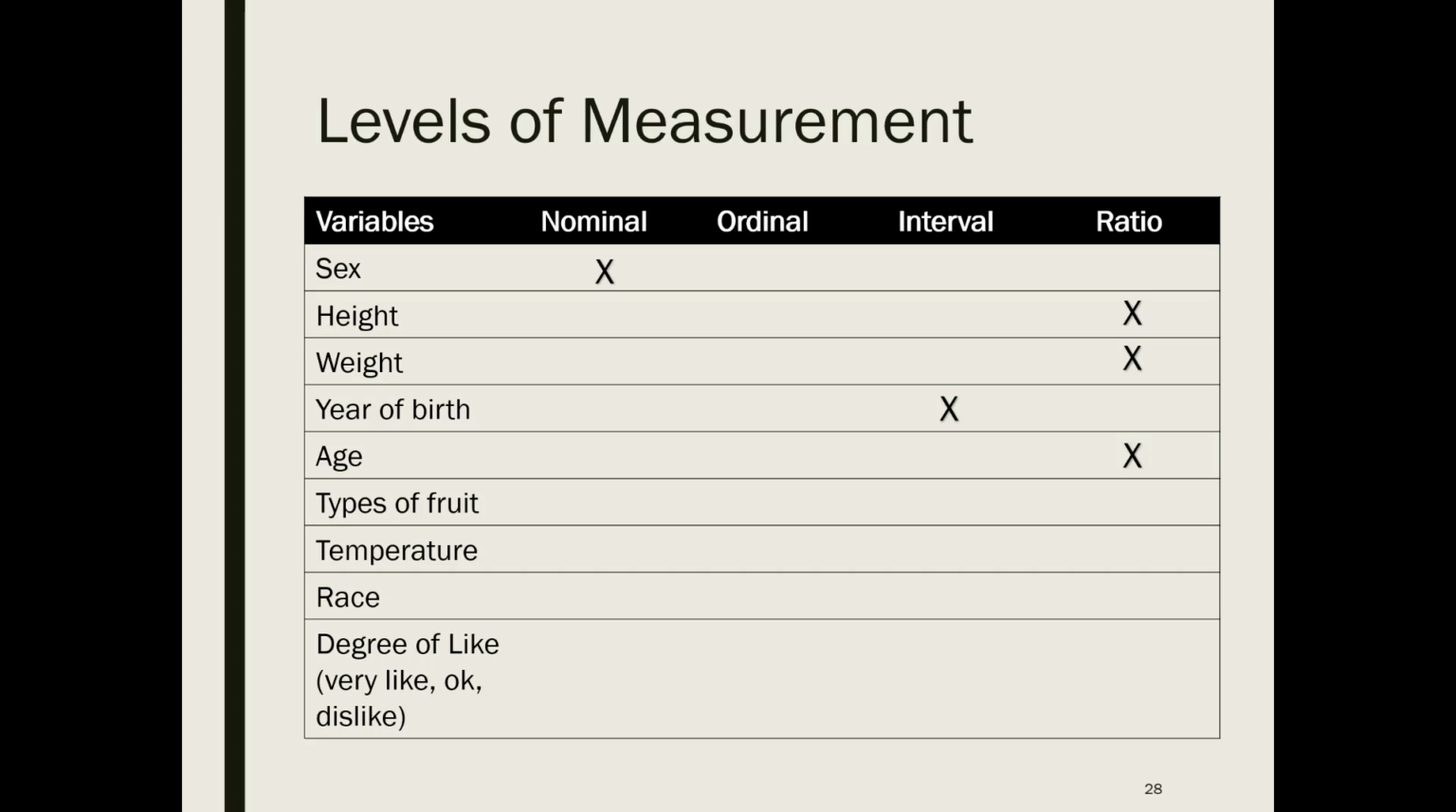We have age. Age is a ratio variable. It is represented by numbers. And most likely, age 0 basically means that you are not born yet, but you are close to being born, but you were not born.